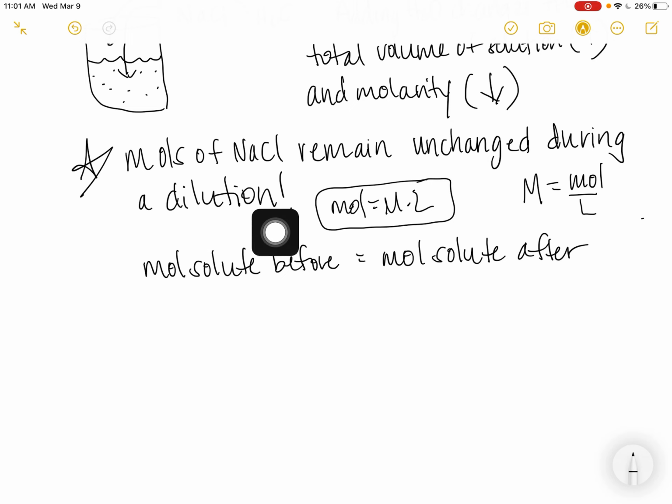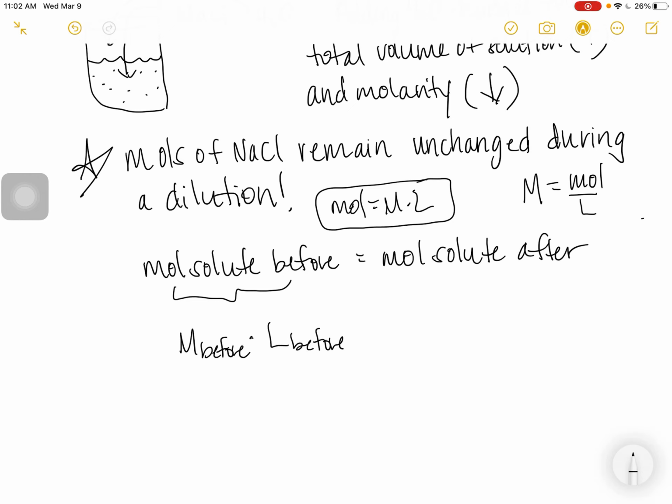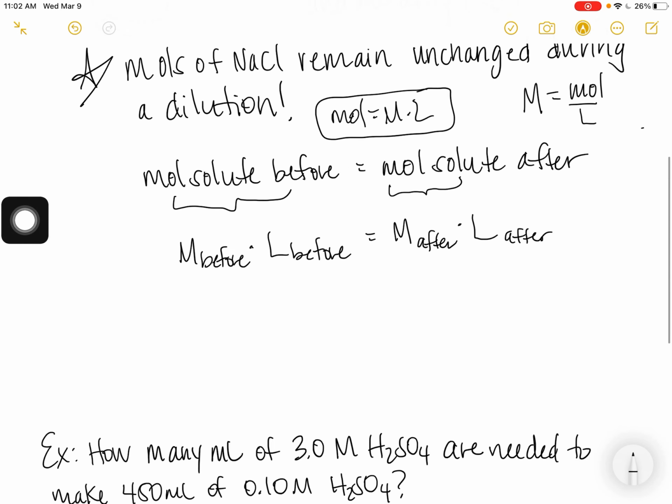Well, if my moles of solute are equal to liters times molarity, well, then this quantity is equal to molarity before times liters before, and then molarity after times liters after. Okay, so what I have done is I've just said, well, if moles are equal to molarity times liters, then I can substitute that information in.